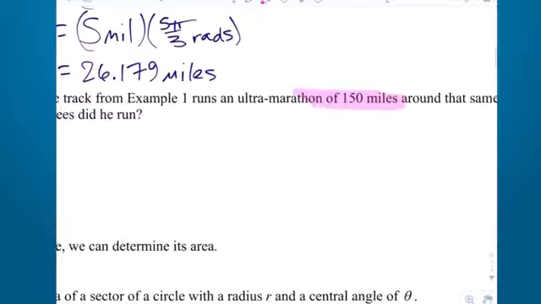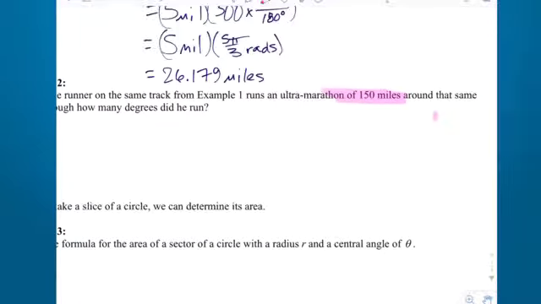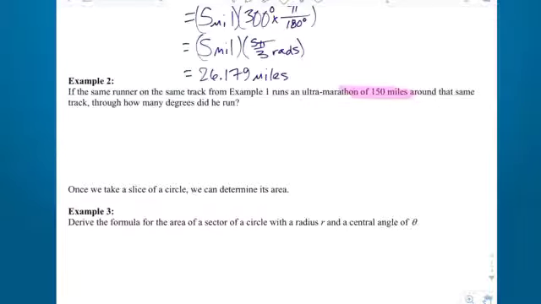So anyway, let's look at example 2. We have the runner from example 1. Do you all remember that guy? He's now running along the exact same track. You remember the track? But now he's running an ultramarathon of 150 miles. We want to know through how many degrees did he run? And that's not outdoor temperature degrees. We want to know rotationally through how many degrees did he run. On your mark, get set, go.